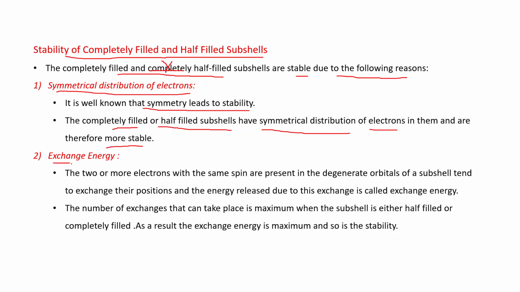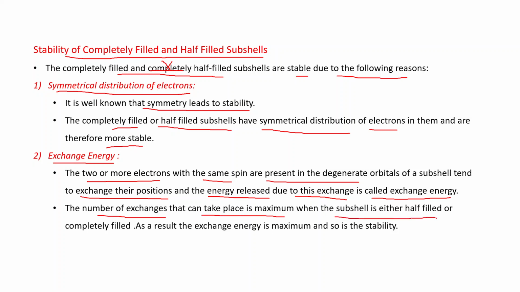Another reason is exchange energy. Two or more electrons with the same spin present in the degenerate orbitals of a subshell tend to exchange their positions, and the energy released due to this exchange is called exchange energy. The number of exchanges that can take place is maximum when the subshell is either half filled or completely filled. As a result, the exchange energy is maximum, and so is the stability.